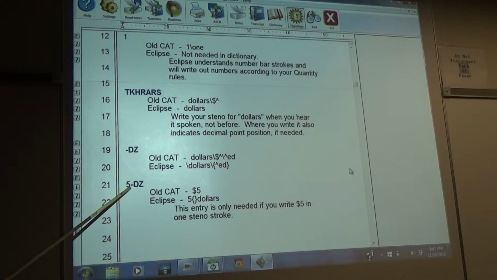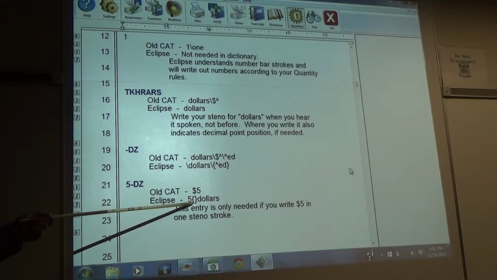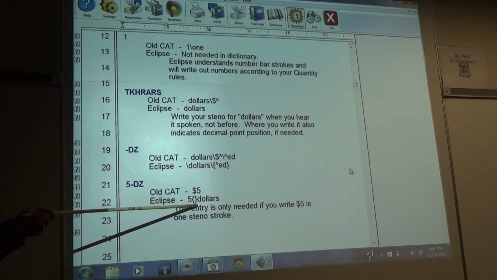And guys, this is the only way when you stroke the number with another stroke that you're going to need the number. Okay? So say you do $5 in one stroke, now you have to define it differently. Okay? And this is the way you do it. You don't do it like this. This is the old way we used to do it. You do it like this.